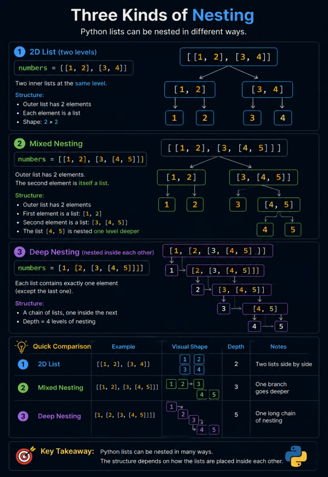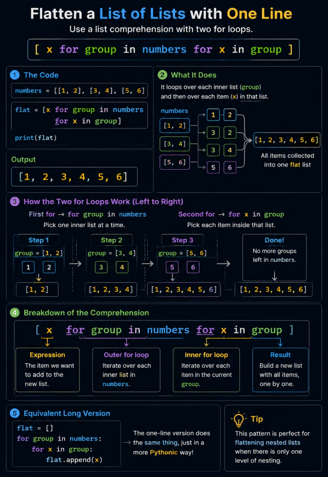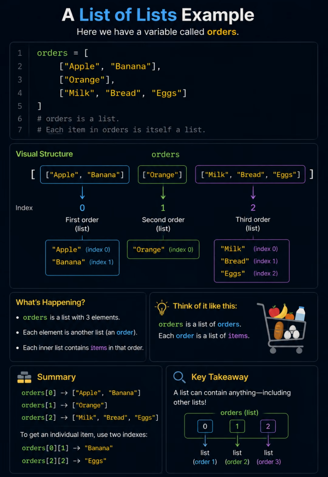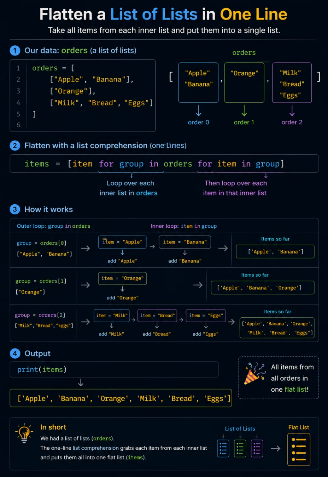And here's the most important question to ask before flattening a list. How deeply nested is your data? If it's always exactly one level, then [x for group in numbers for x in group] is simple and readable. If nesting can go arbitrarily deep, a recursive approach may make more sense. Imagine an application where data arrives grouped by category, but your next function expects one simple list. That is exactly where flattening becomes useful.